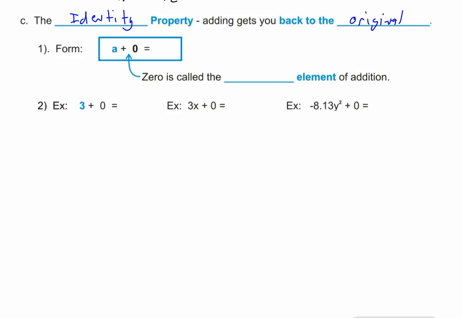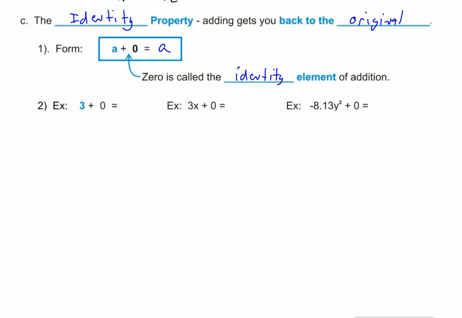So keep my blue. You notice you got a blue A on the left. You add 0 to it, and what do you end up with? A blue A. You're back to the original. Add 0 to anything, you're back to the original. That's the identity property of addition. And 0 is called the identity element of addition. Meaning add 0 to anything, you're back to the original.